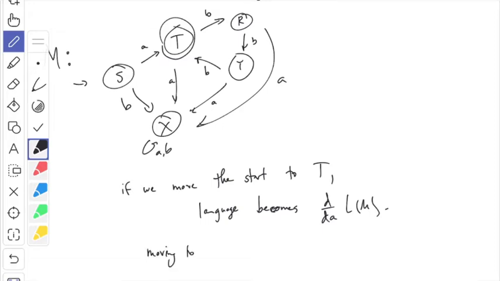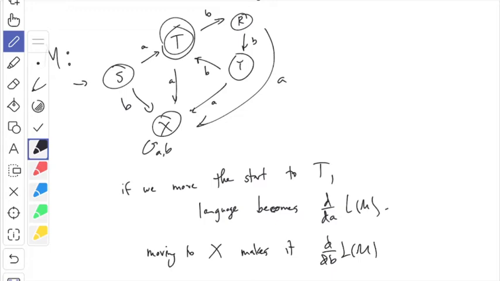Moving to X makes it D_B of the original language, which in this particular example is the empty set. There are no accepted strings starting from X, because in this example all of the accepted strings begin with A. So if you take the derivative with respect to B, there are no strings that begin with B, and so you get nothing for the derivative.